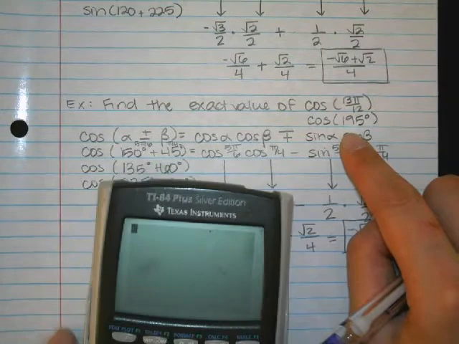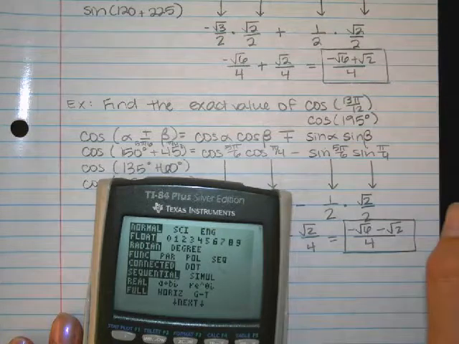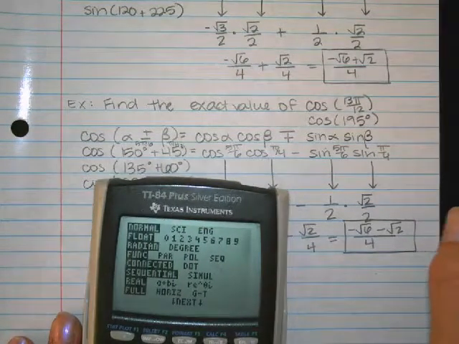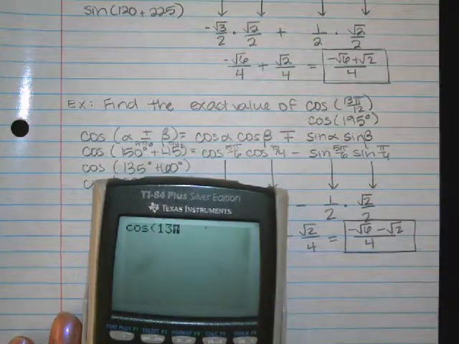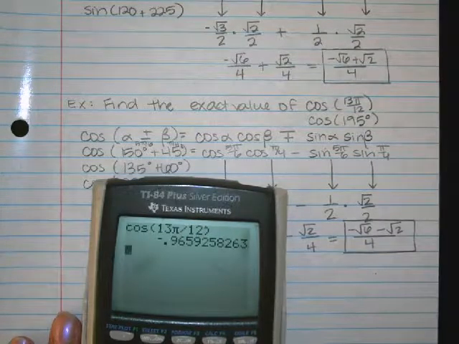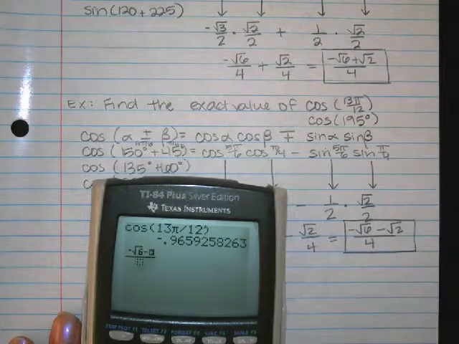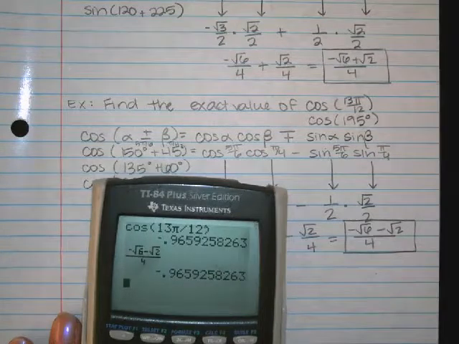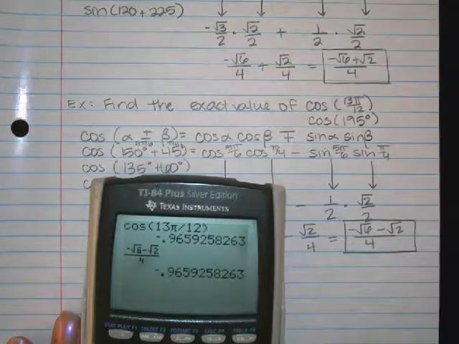13 pi 12ths? So both of them will give you the same answer. You just have to think about what mode your calculator's in. So if I'm in radians, then I'm going to type in cos of 13 pi 12ths. And then I'm going to type in my fraction, negative square root 6 minus square root 2 over 4. What does that tell us? It's the same. We got it right.